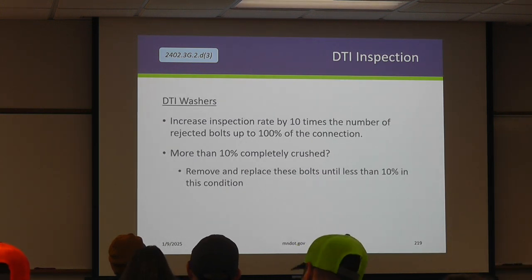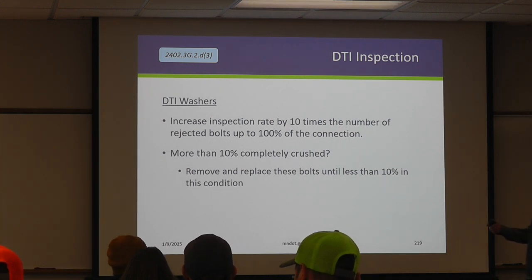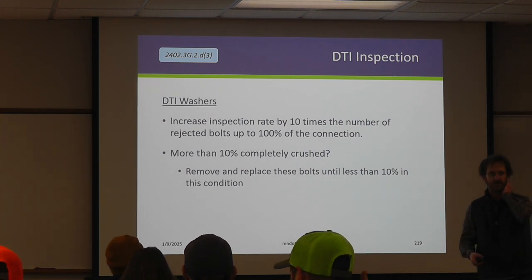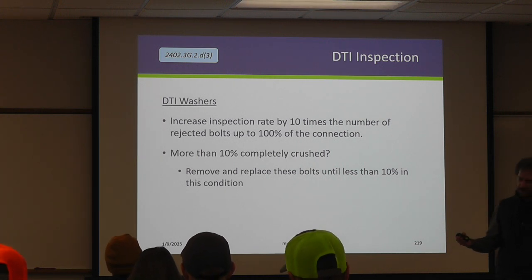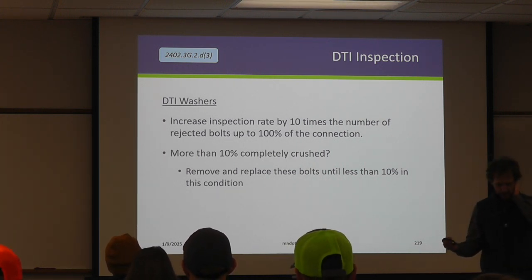So again, you're going to inspect 10%, and you're going to increase your inspection rate up to all the bolts based on how many rejections you find. So again, the manufacturer is going to state the maximum.